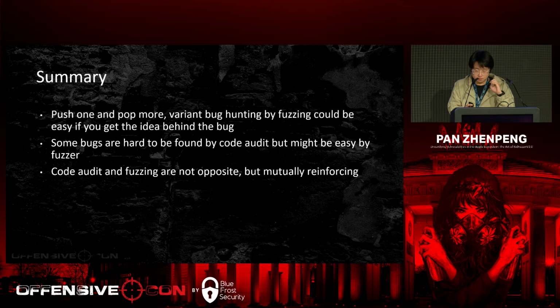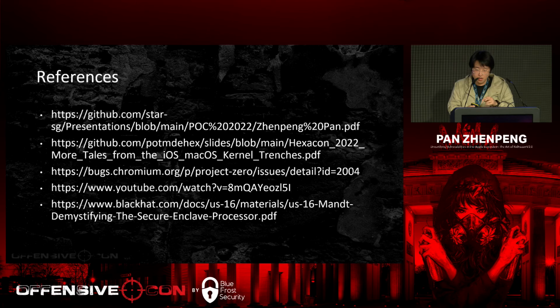So code audit and fuzzing are not opposites. We can combine them as a hybrid way. They're mutually reinforcing. And for the references, I want to thank John for his talk at last year's HackSys, the motifs from the iOS macOS kernel trenches, and from his example that inspired me to get a new pattern to find more bugs. And yeah, I recommend you read that.